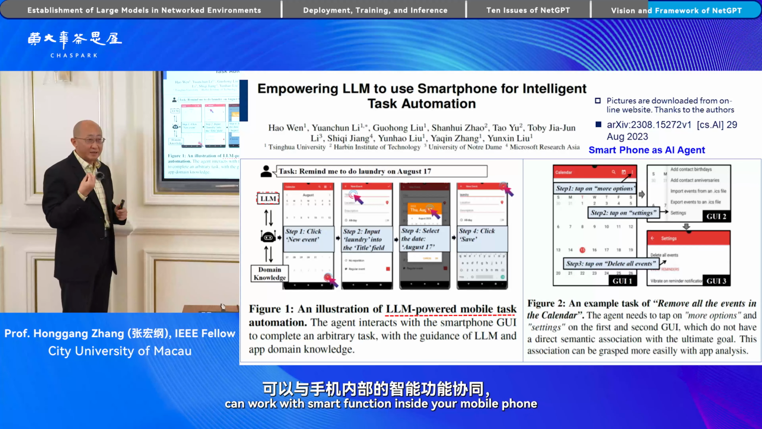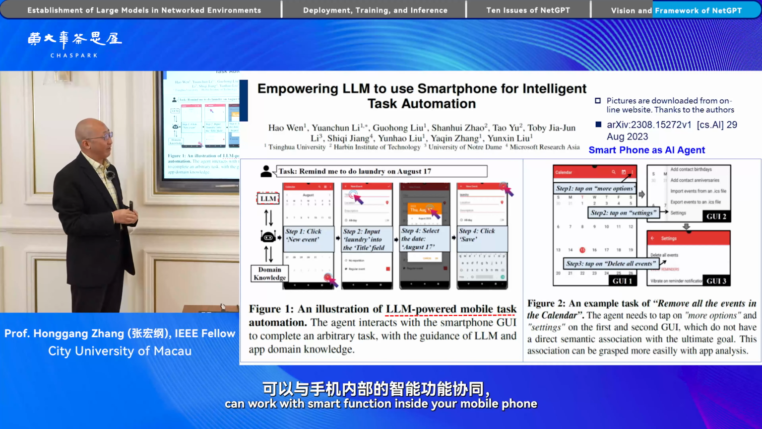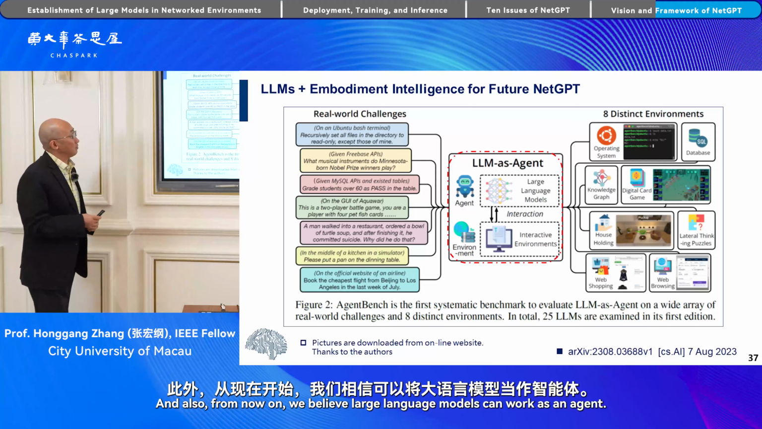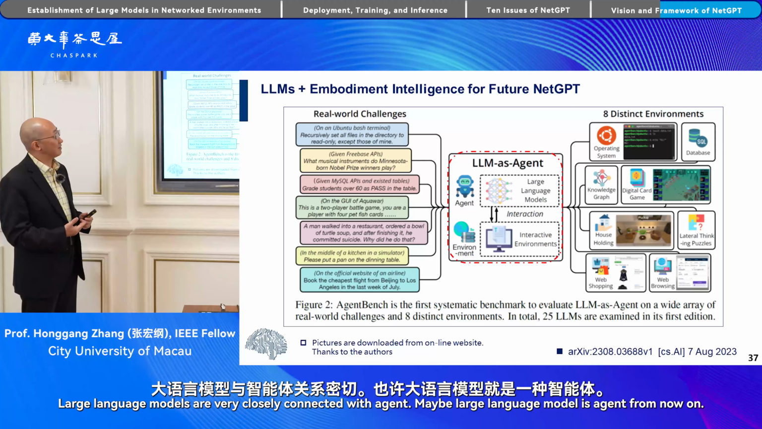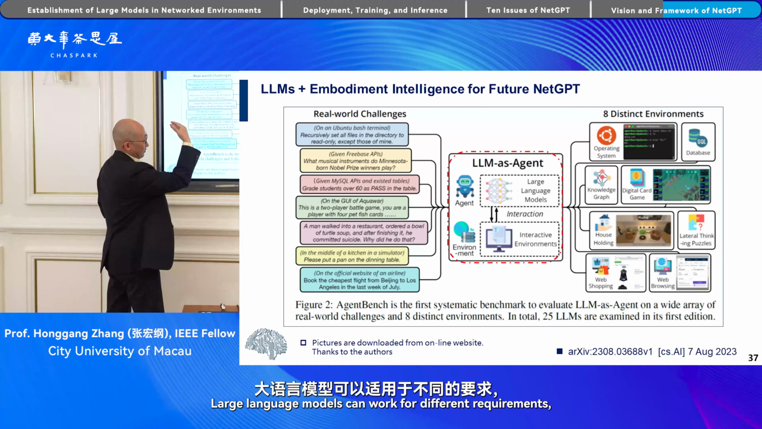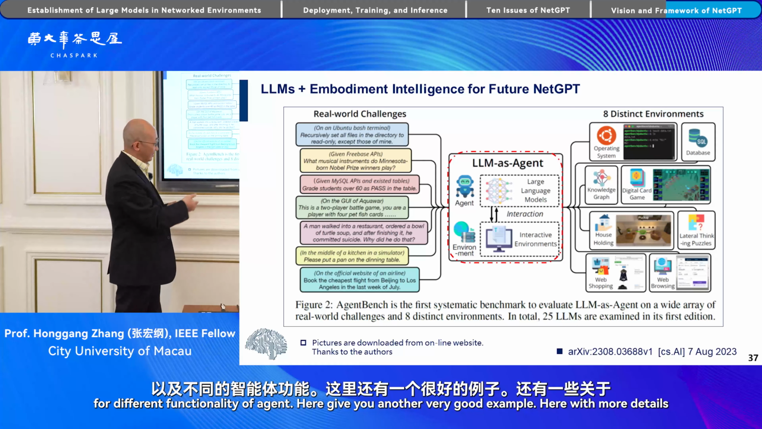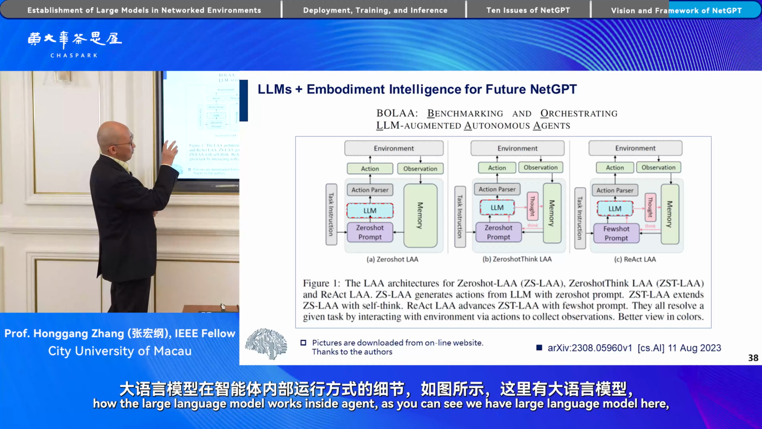It means that the large language model can work with smart functions inside your mobile phone and make smart plans, smart management, or smart arrangements. Also, from now on, we believe large language models can work as an engine. Large language models are very closely connected with the engine. Maybe the large language model is the engine from now on. So large language models can serve different requirements and functionalities of the engine. Here is another very good example, with more details on how the large model works inside the engine.